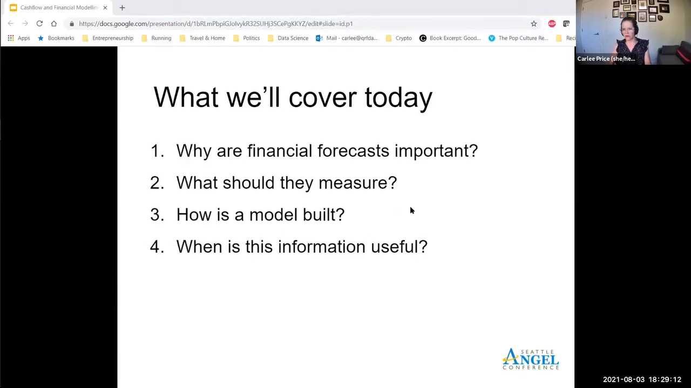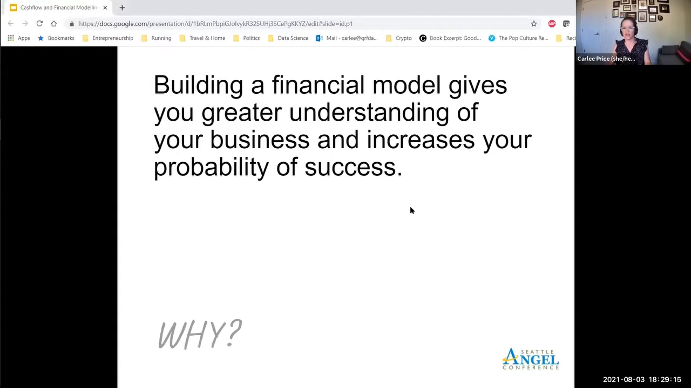Okay, so building a financial model gives you greater understanding of your business and increases your probability of success. So it's true no matter how numerate you are, how well you understand or enjoy working with numbers, or where you are in your startup journey. Often people skip this step or shortchange it, and there are a variety of reasons for that. So if there's one thing that I hope you walk away from this presentation with today, it's that this is important work, it deserves your attention, and that you will get tremendous returns from paying attention to your financial modeling, even in the earliest days.